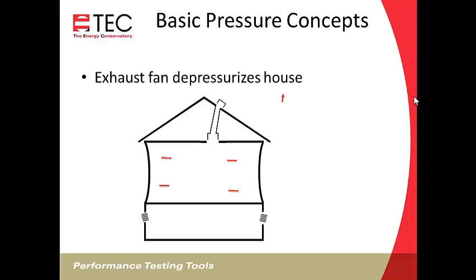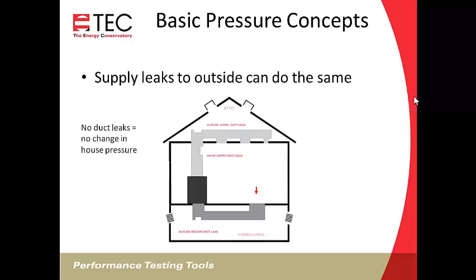So that's one basic pressure concept that we're all familiar with. Supply leaks to the outside can do the same thing. We're blowing air through the air handler, and it's coming out of the supply. If there's leaks to the attic, that'll act very similar to how an exhaust fan would act. If there's no duct leaks, then all that air returns to the house, and it doesn't change the pressure in the house, unless we have doors closed or something on that order that can affect pressures.